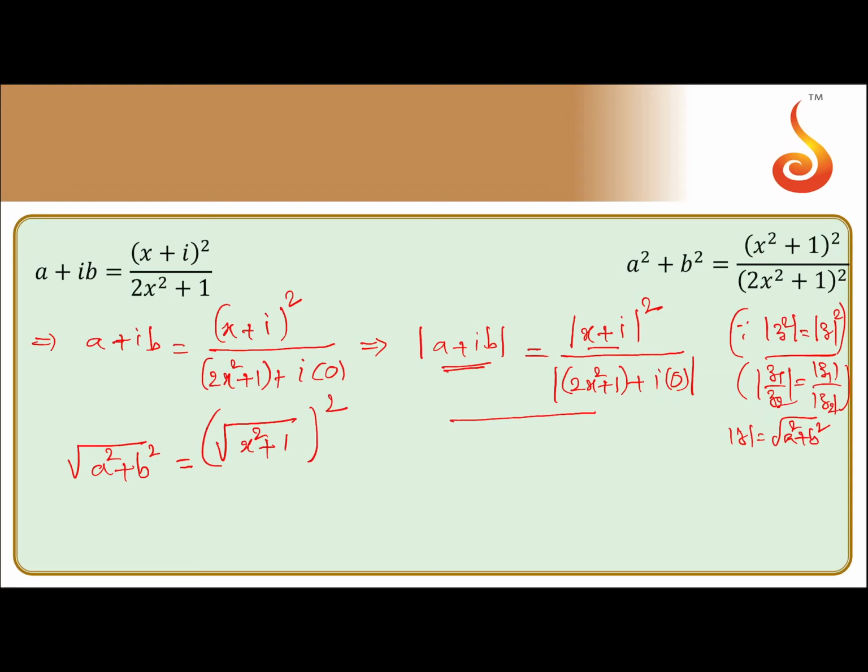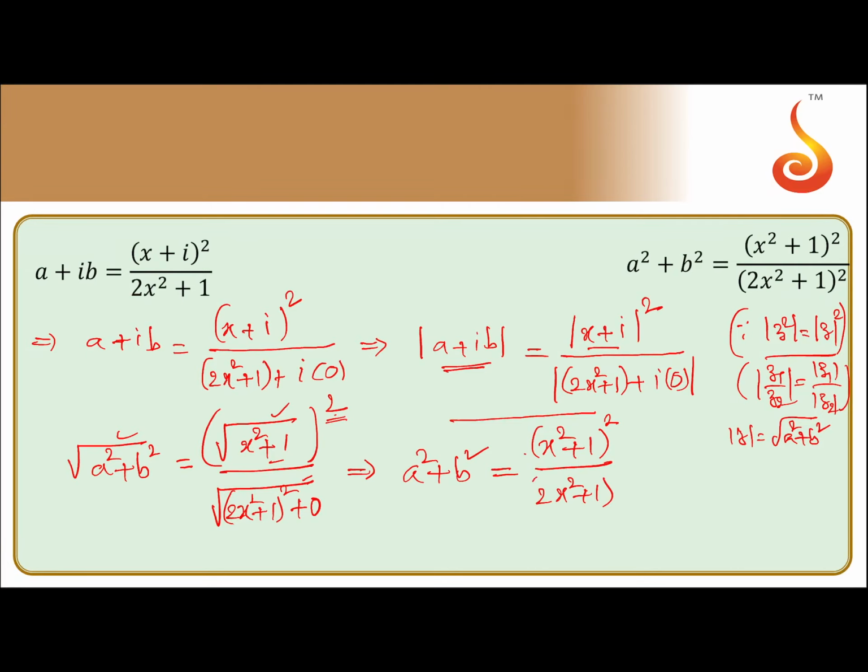divided by the square root of (2x² + 1) whole squared plus 0. By squaring and removing the square root on both sides, a² + b², and here one square root removing, you get (x² + 1) whole squared divided by (2x² + 1) whole squared.